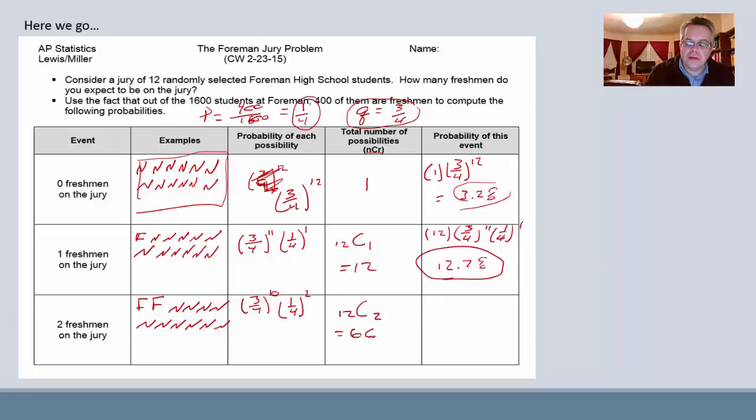Okay, let's put it together. So there are 66 possibilities, and each one has this probability, (3/4)^10 times (1/4)^2. Yeah, because the first person could be a freshman, maybe the next are non-freshmen until the last one. If you started writing out all the different possibilities, you would quickly become a believer. There are a lot of them. All right, so if you do this, this turns out to be 23.2%. If we asked to write out all the different possibilities, it would take forever.